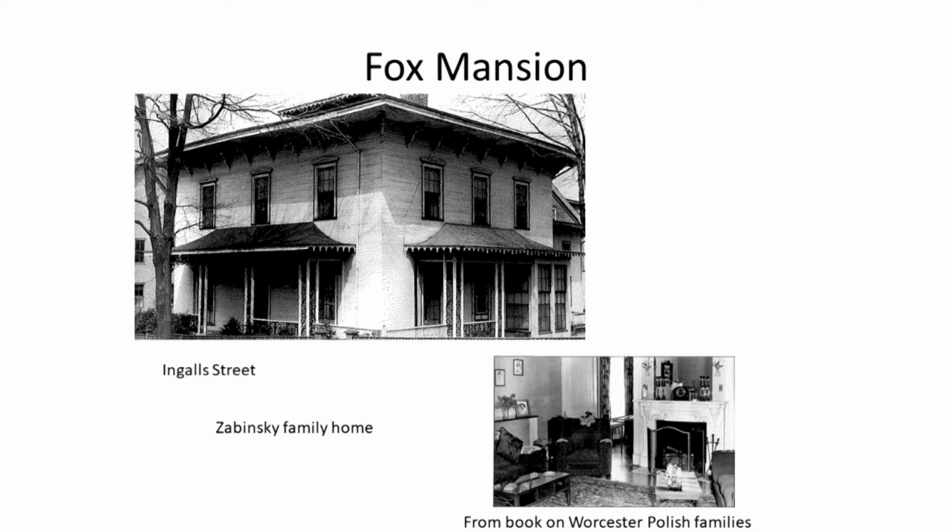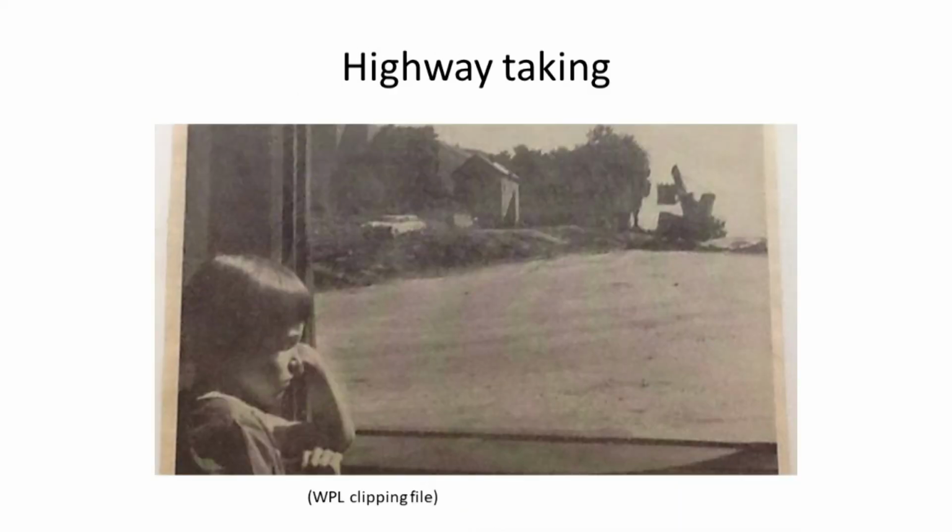And this is the final slide. This is just showing a little girl being upset by the taking of the properties at the lower part of Union Hill to create I-290. And this was probably back in the 1950s this was taken. This photograph was taken. So it really transformed the neighborhood.